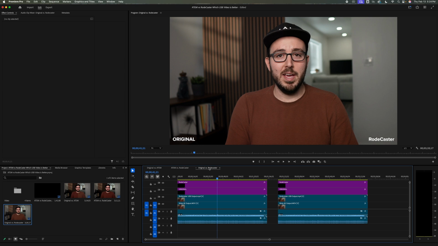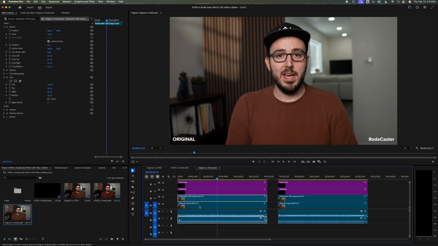Does anyone want to take a guess? I'm actually showing you both the original and the RodeCaster. The separator line is right about here. And this is where I want you to pay closer attention to that green tint that I was talking about. There's a very subtle difference here on the shirt, on the RodeCaster, compared to the original footage. So this is something kind of wild happening here. I wasn't really seeing this happening with the ATEM.